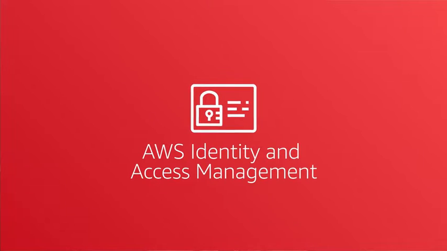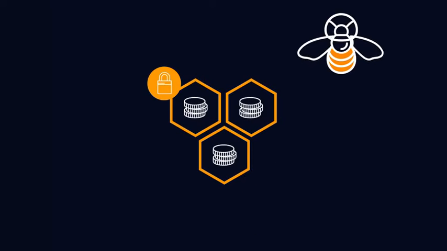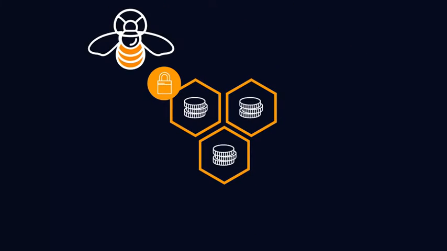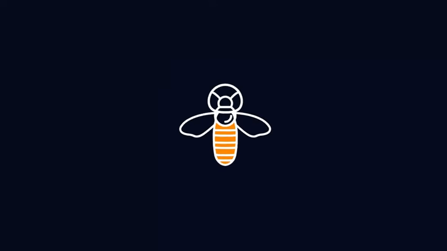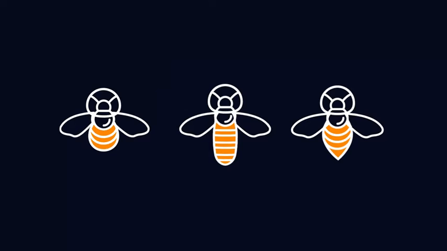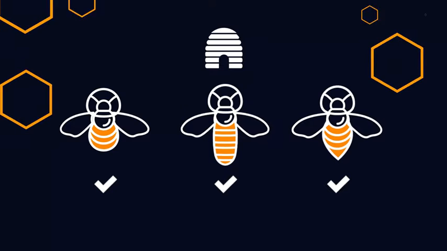The second service is AWS Identity and Access Management. AWS Identity and Access Management, or IAM in short, enables you to manage access to AWS services and resources securely. Using IAM, you can create and manage AWS users and groups and use permissions to allow and deny their access to AWS resources. AWS IAM allows you to do several things.